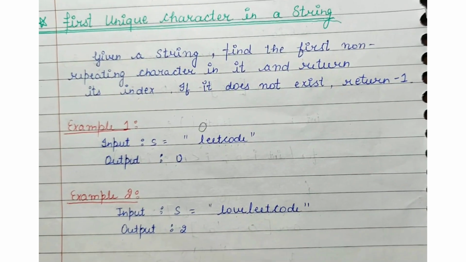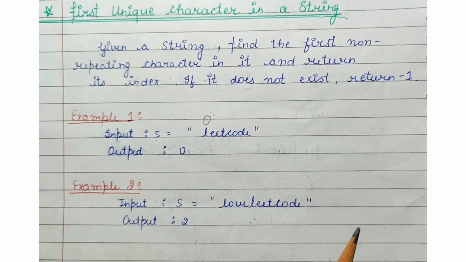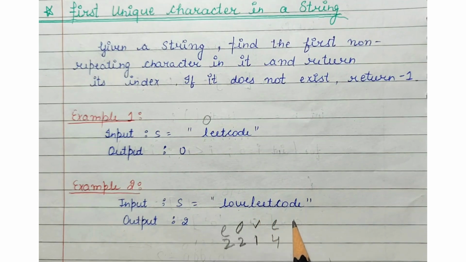In a similar way, sample input 2 is, suppose the given string is "loveleetcode". Now L is repeated 2 times, so L has a frequency of 2. O is repeated 2 times, so O also has a frequency of 2. V is repeated 1 time, E is repeated 4 times, T repeated 1 time, C repeated 1 time, D repeated 1 time.